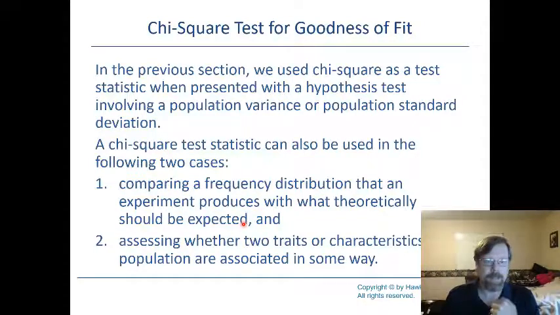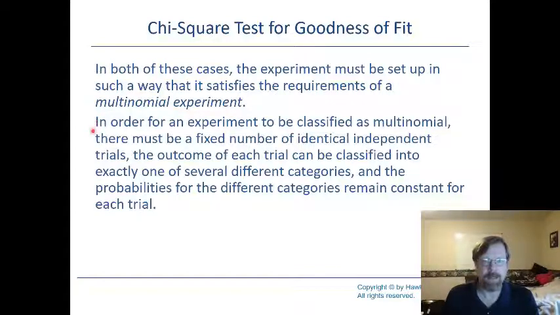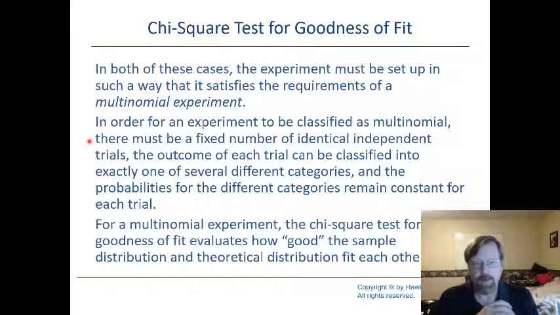The additional caveat for this is that the experiment must satisfy a multinomial experiment, which is to say that there's a fixed number of identical independent trials, and each outcome of the trial can be classified into one of several categories, and the probability remains constant for each trial, so they're independent. For a multinomial experiment, the chi-square test evaluates how well the sample distribution and theoretical distribution fit.